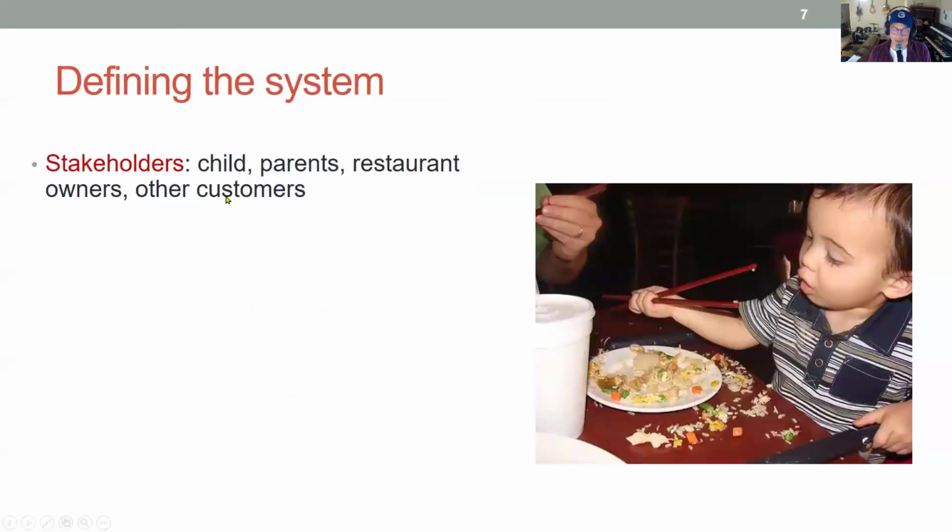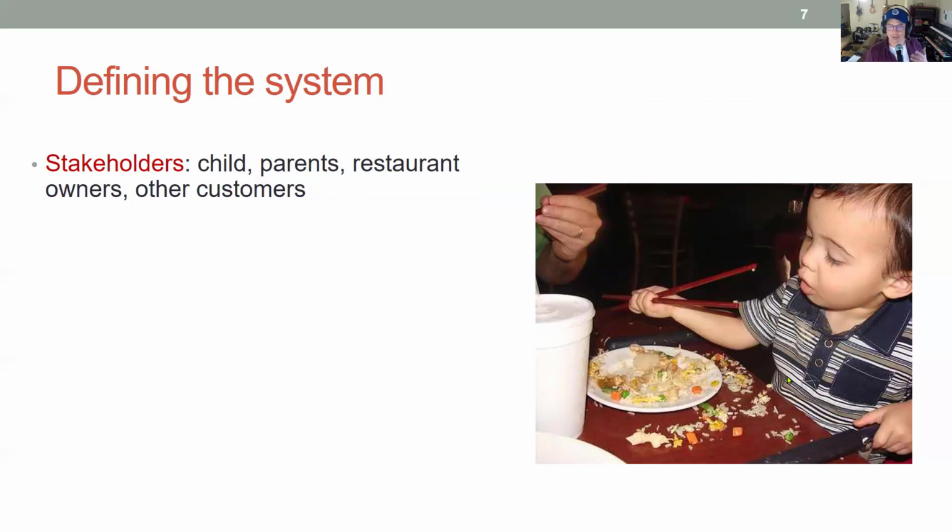Okay, so the stakeholders involved. Well, the child, obviously. The parents have a stake in that. They care if the child successfully gets the food in their stomach. Maybe the restaurant owners, and maybe, by an indirect means, the more food that goes into this child means the less food that goes on the floor and is wasted. So maybe that factors into the restaurant owners' stakes.